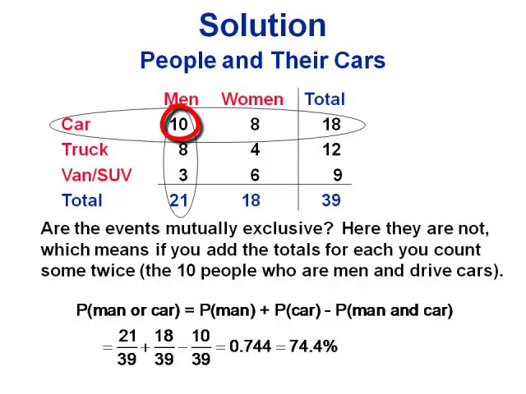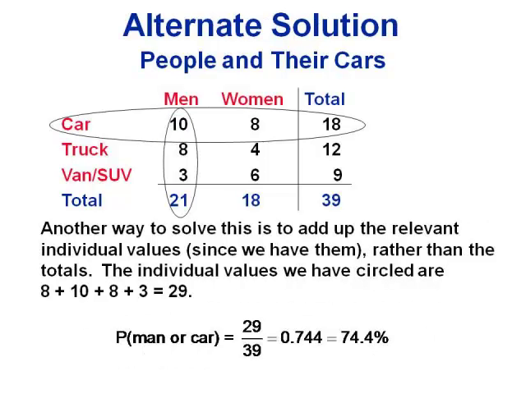So add those together, subtract the 10, you get 0.744 or 74.4%. Another way that you could approach this problem, since we do have all the individual little numbers and not just the totals, is you could just add together the relevant individual numbers and then just make sure that you don't double count anything. So in this case, we could look at the 8 and the 10 that are the cars, and then add on the 8 and the 3 that are the men, and just don't double count the 10. That'll give you 29. 29 out of 39 is 0.744 again. So you can do this either way.